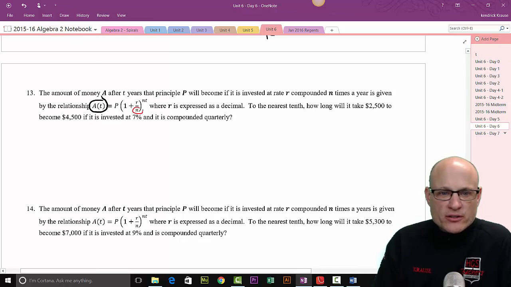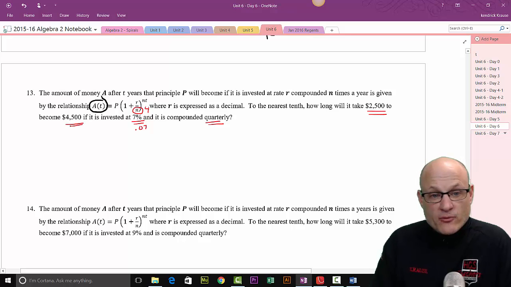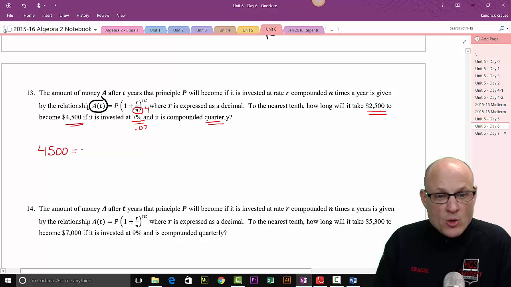We're doing it quarterly, so that's going to be a 4 because it said quarterly. Our interest rate is 7%, so remember that's 0.07. And we want to figure out how long it will take $2,500 to become $4,500? So our end result is $4,500.